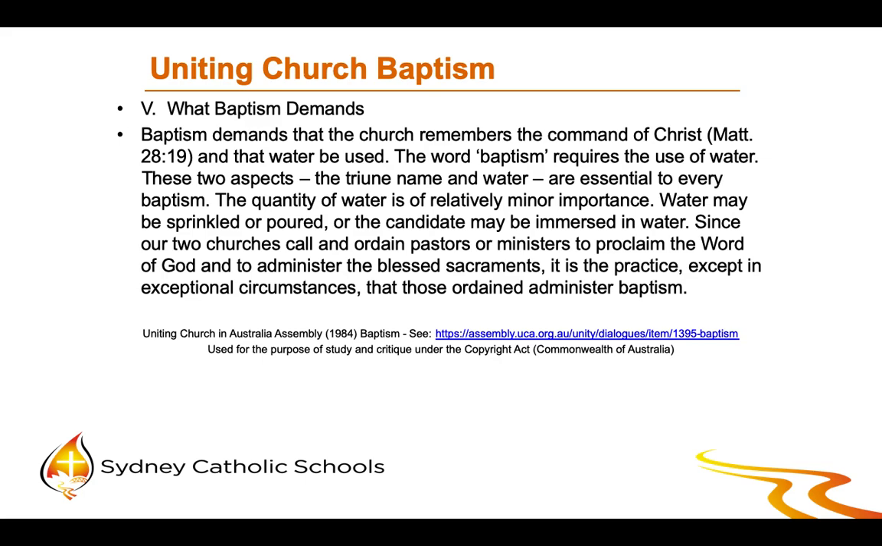The quantity of water is of relatively minor importance. Water may be sprinkled or poured, or the candidate may be immersed in water. Since the Uniting Church calls and ordains pastors or ministers to proclaim the Word of God and to administer the Blessed Sacraments, it is the practice, except in exceptional circumstances, that those ordained administer baptism. This is consistent with the other Christian churches, including the Catholic Church.